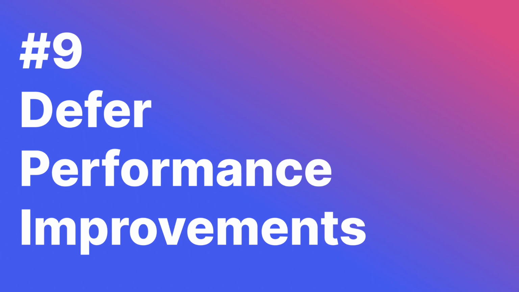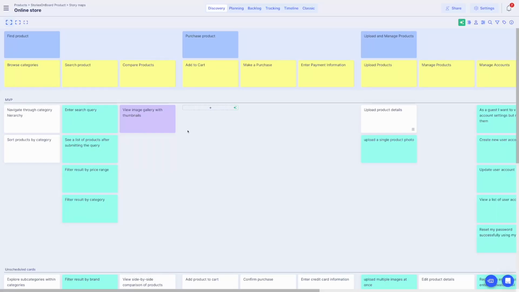Defer performance improvements. Deferring performance improvements means first implement a basic version, then enhance it for performance. The original story is, as a user, I want to be able to view images in the gallery without long loading times. The story can be split into, as a user, I want to view the original high-resolution images in the gallery. As a user, I want to view a high-resolution version of an image when I click on a thumbnail. As a user, I want images to load progressively as I scroll through the gallery.